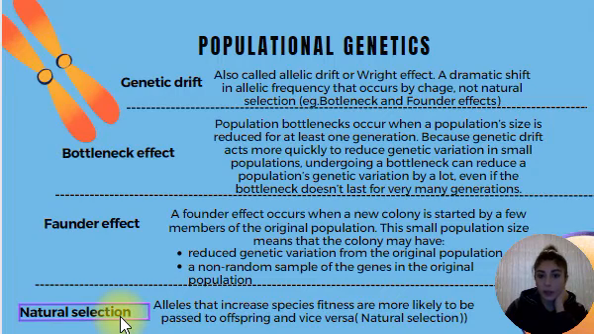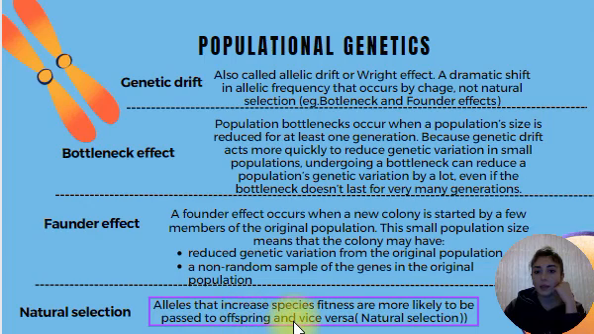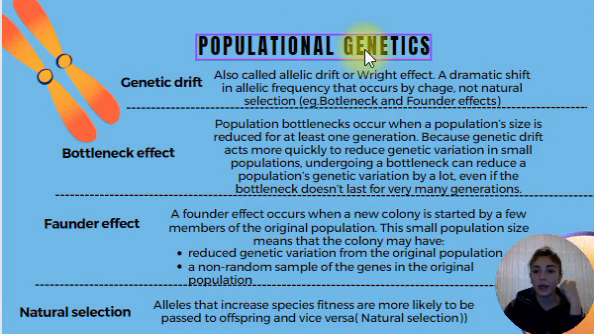Natural selection is when alleles that increase species fitness are more likely to be passed to offspring and vice versa. Natural selection, right? Fitness means viability, which increases your strengths and induces your survival mode, right? This is natural selection. And features that are bad for you will not pass across your population. That is population genetics, and that's it.